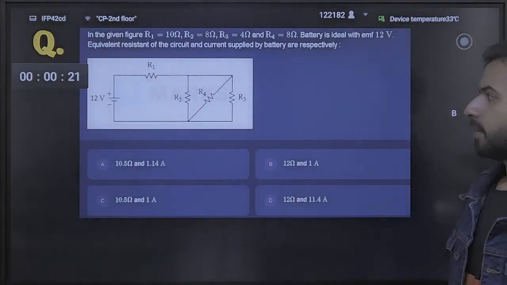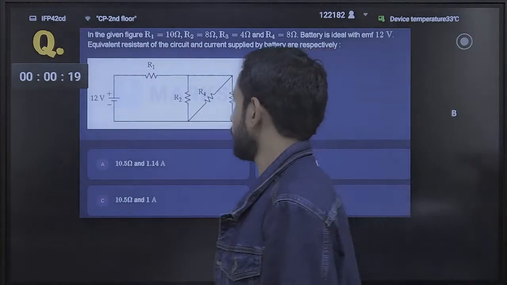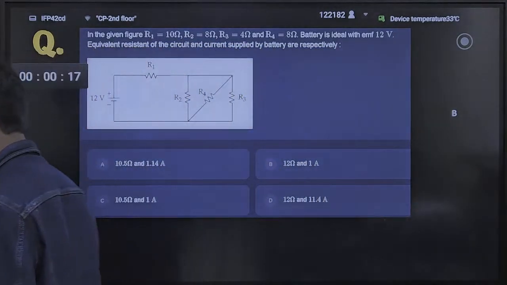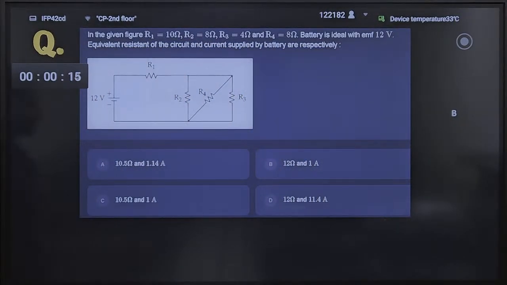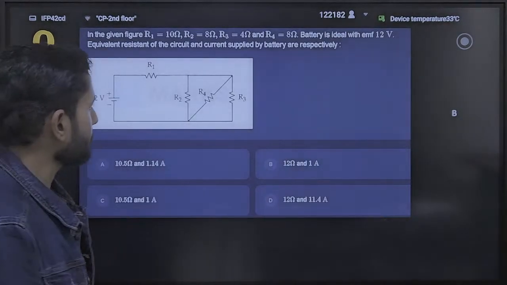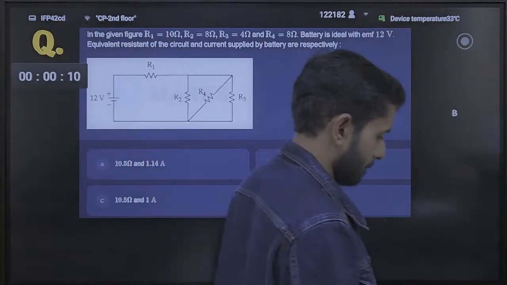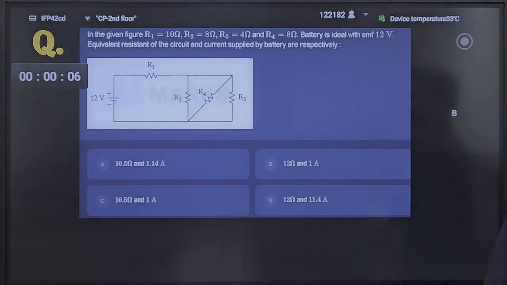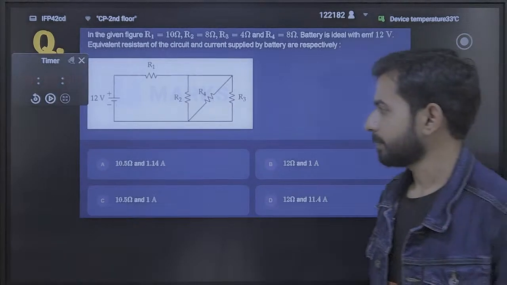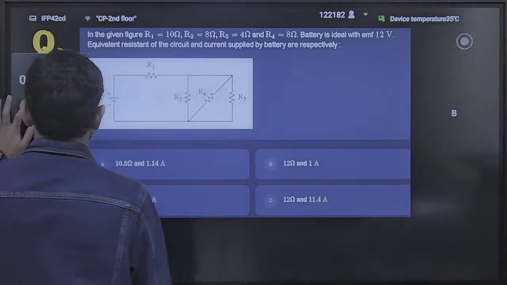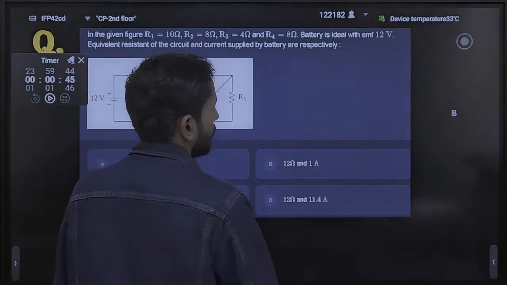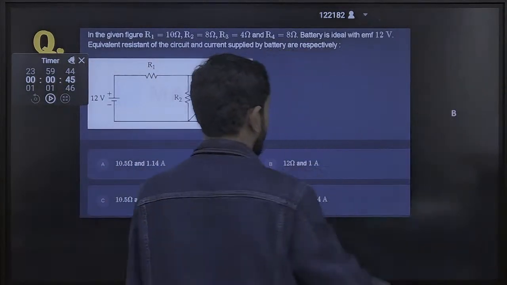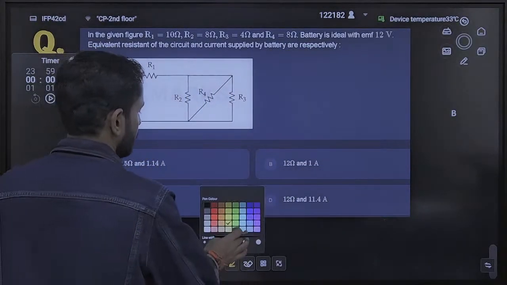Very basic question of current electricity, even without calculating the electricity. Now see what the question is asking. Firstly, we will read the question properly so that we are not making any mistakes.